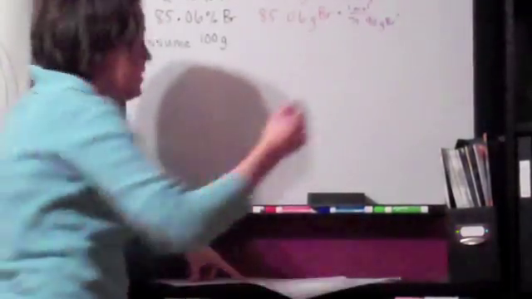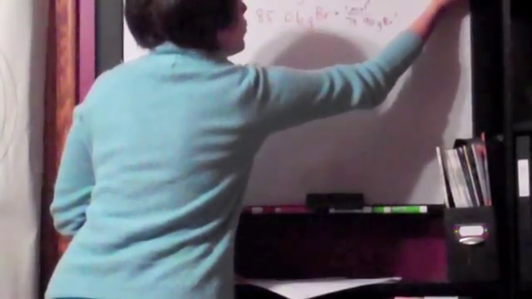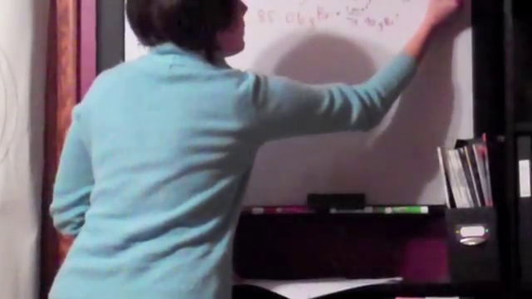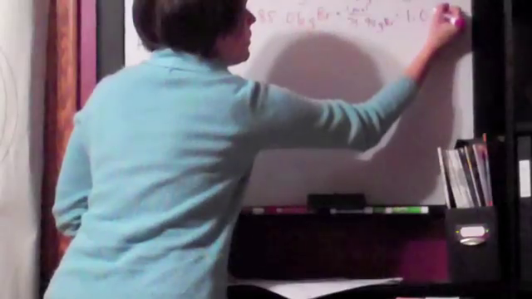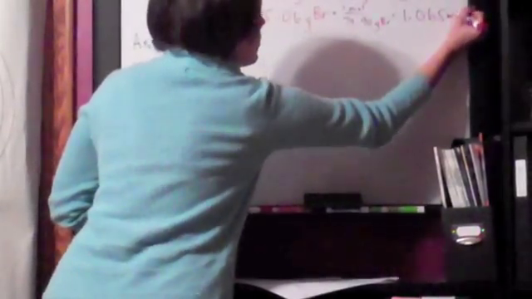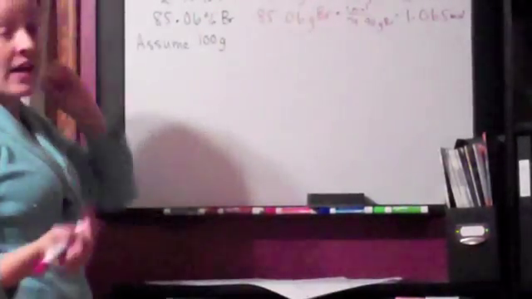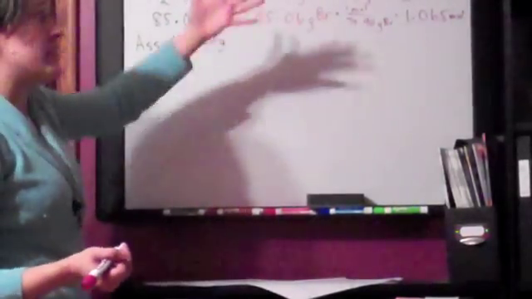Now I can calculate those out. I get 1.065 moles, and then I get 2.13 moles, and finally 1.065 moles. Well, this works out really well for us because we have 2 of the values exactly the same. When I'm finding that smallest ratio, I'm going to divide by that smallest number.